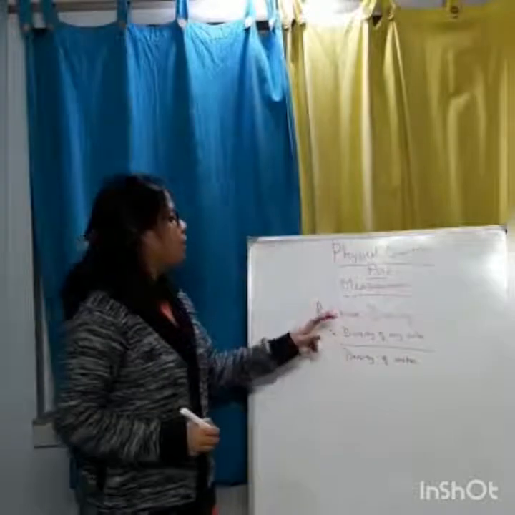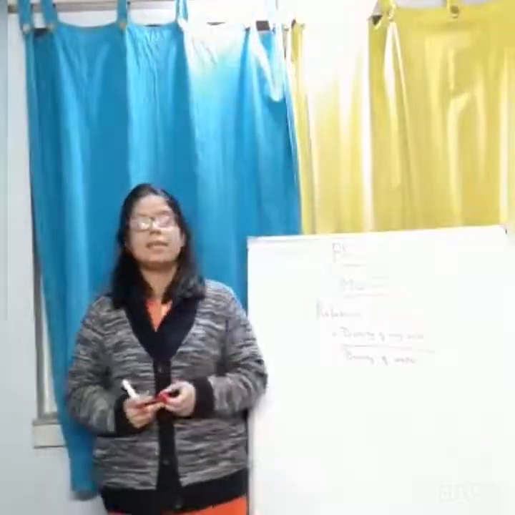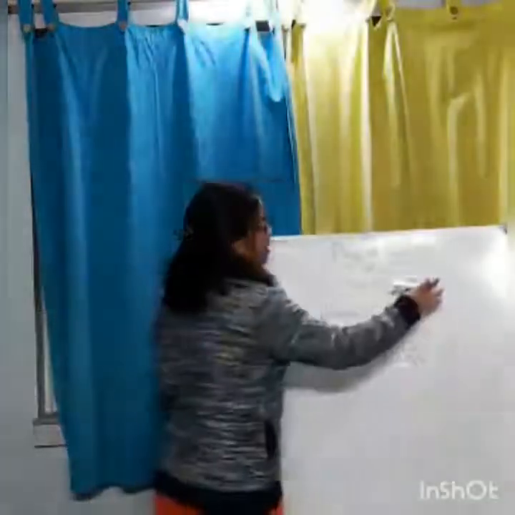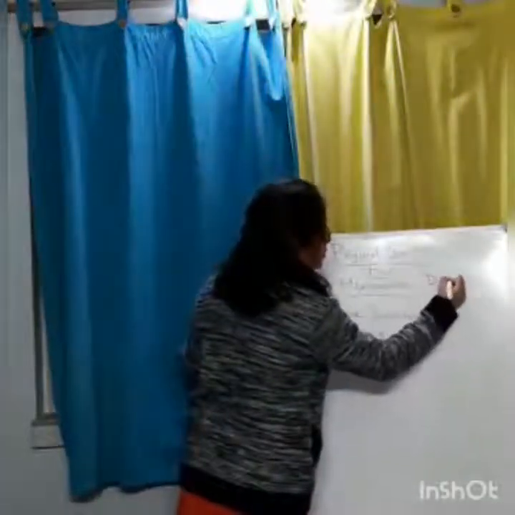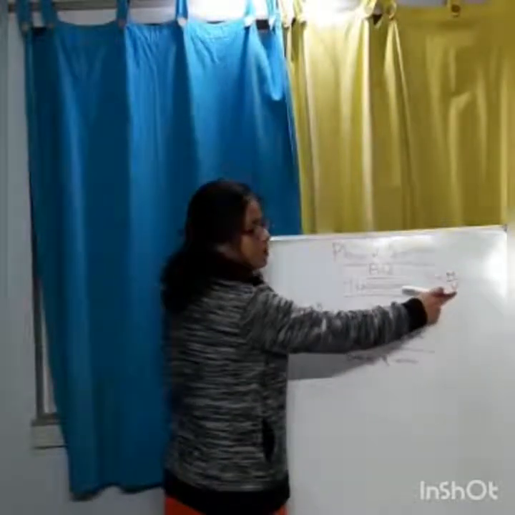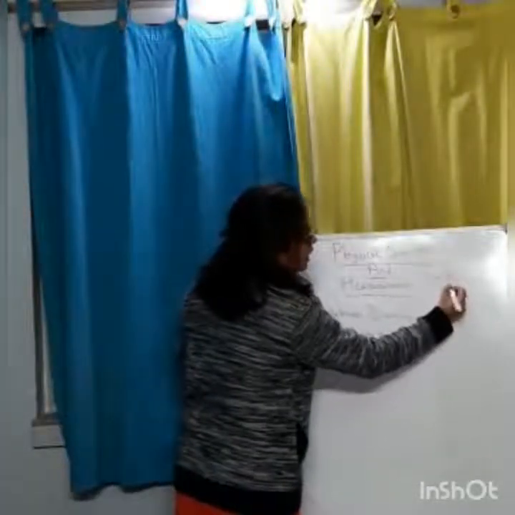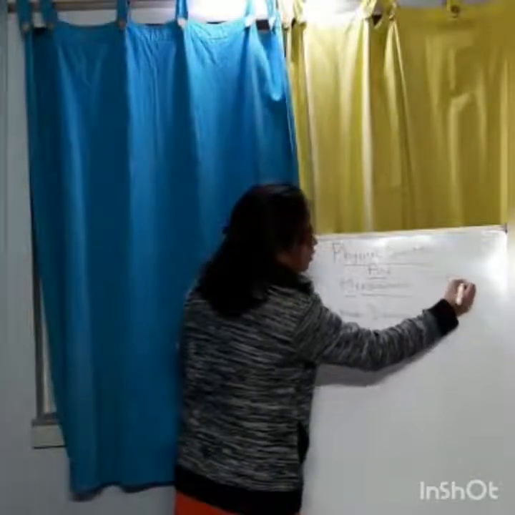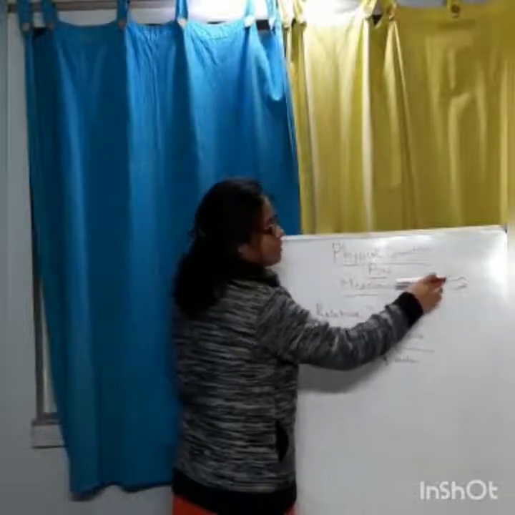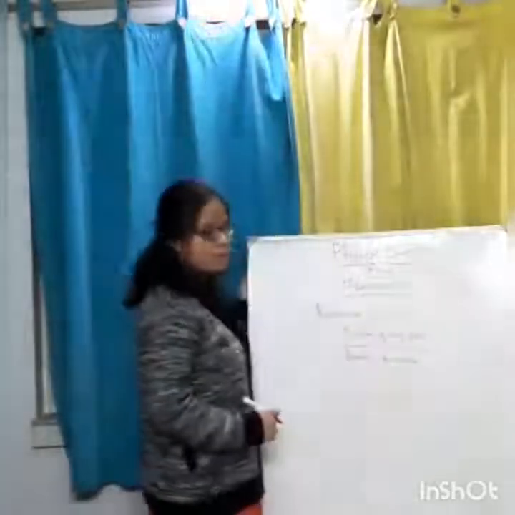Clear? Now, density is nothing but the mass of 1 centimeter cube of any substance. How can I say this? Density is nothing but mass by volume. If you put volume equal to 1 centimeter cube, you see that density is nothing but the mass of the substance when the volume is 1 centimeter cube.